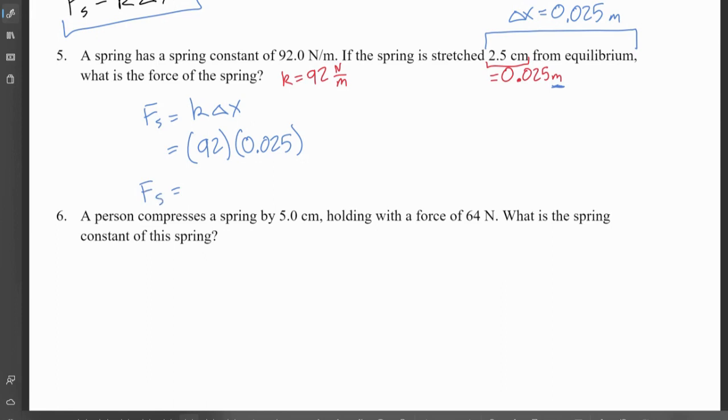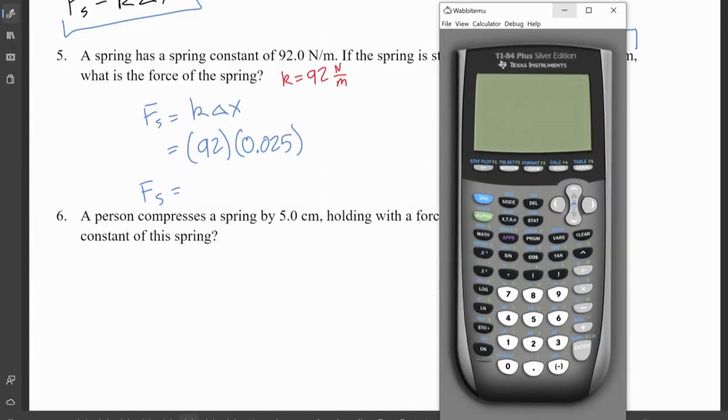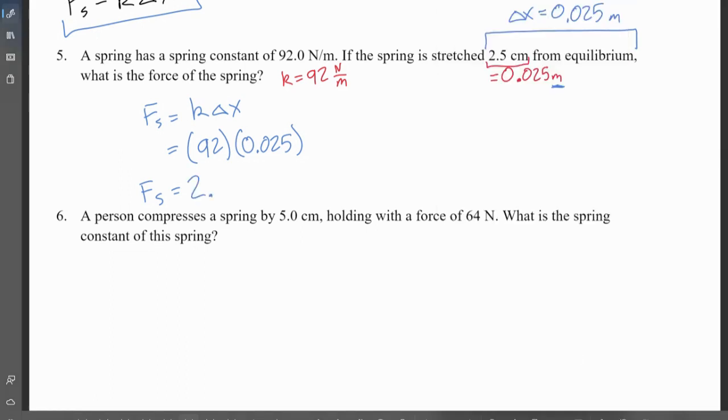All right, our spring force. Let's get a calculator on. 92 times 0.025. We get 2.3. This is a force, so units of newtons. Boom, just that easy. That's it.